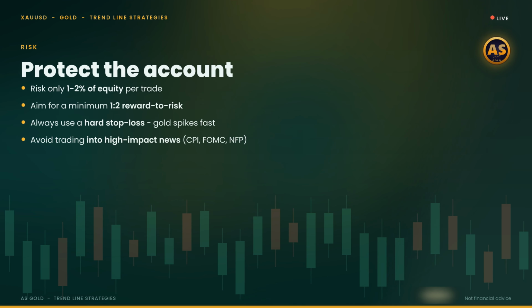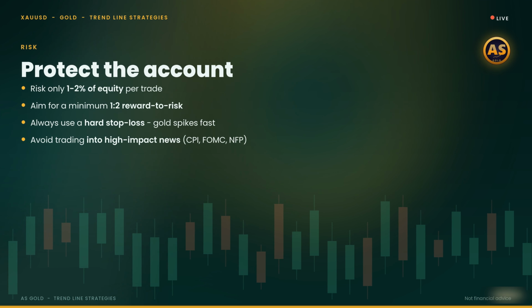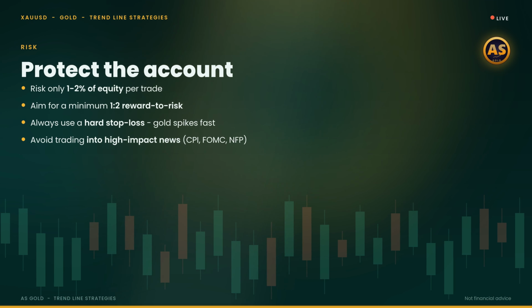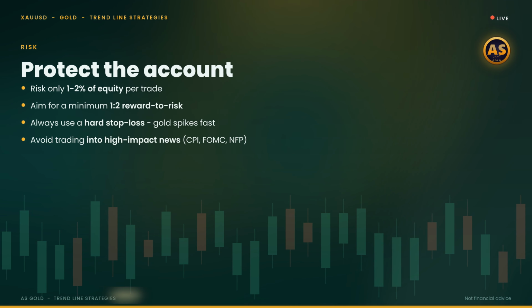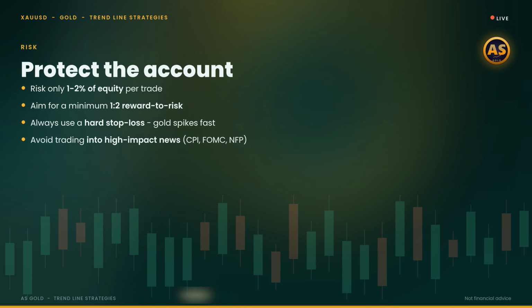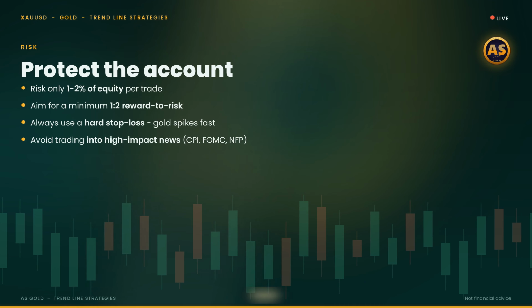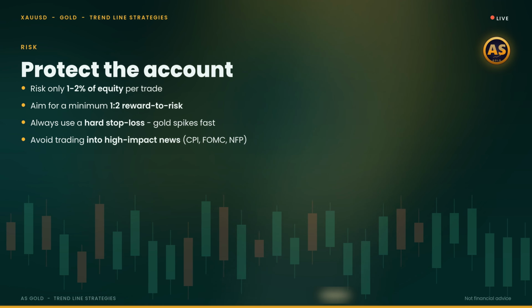Risk only 1 to 2% of your account per trade. Aim for at least a 1 to 2 reward to risk. The retest entry helps you get there. Always use a hard stop, and never trade straight into high-impact news, where lines get blown through routinely.